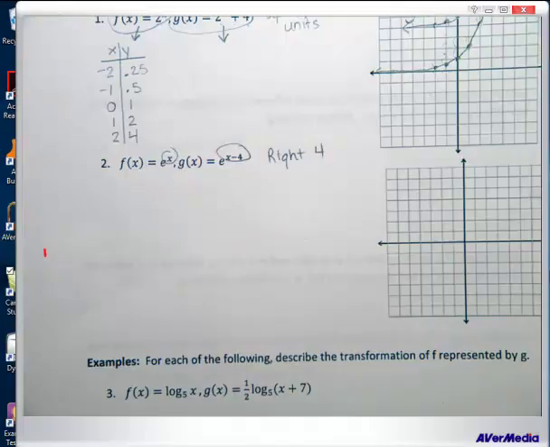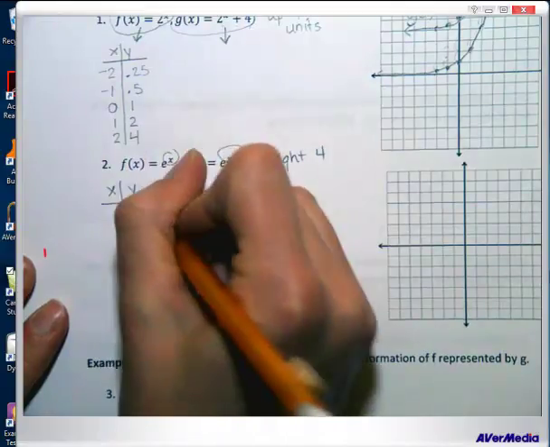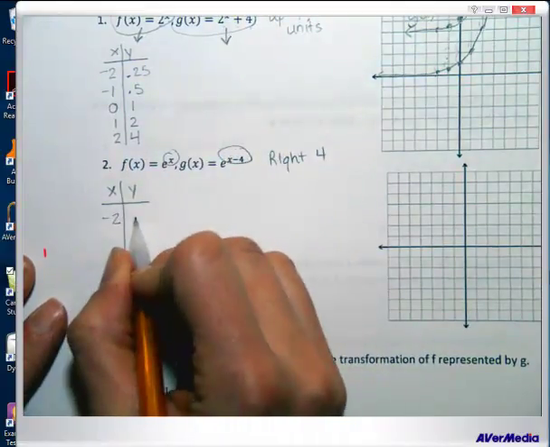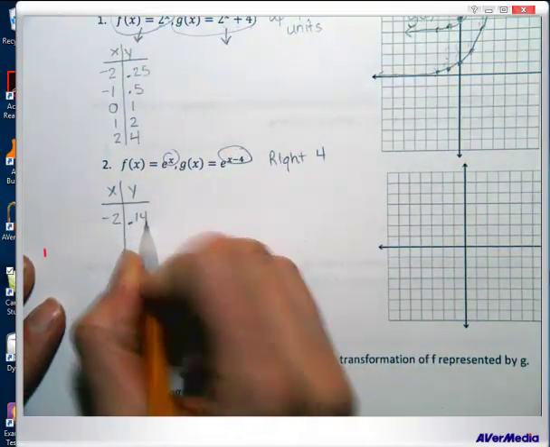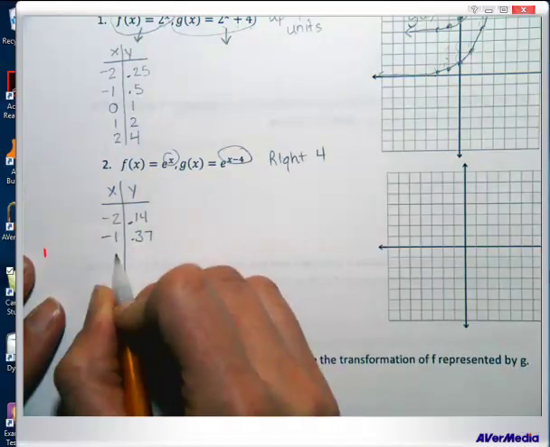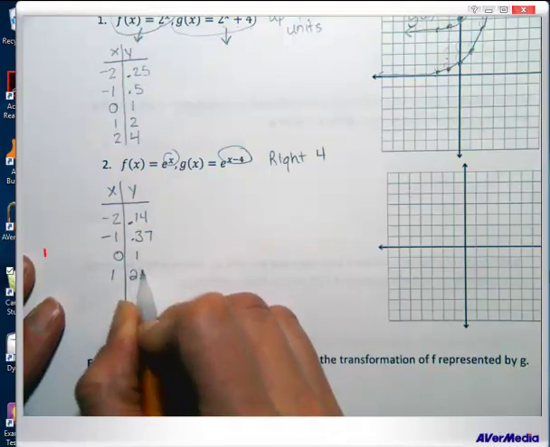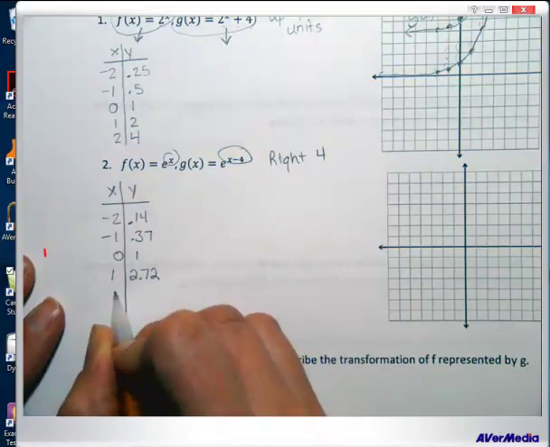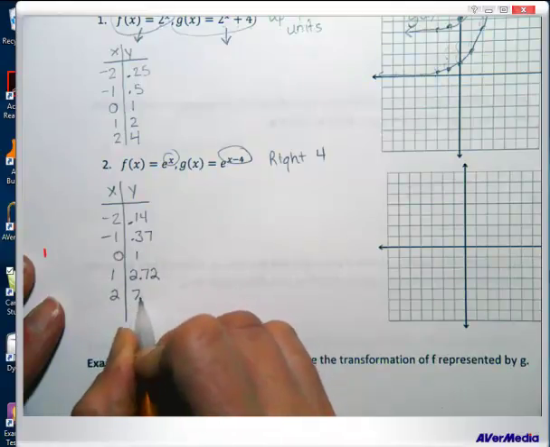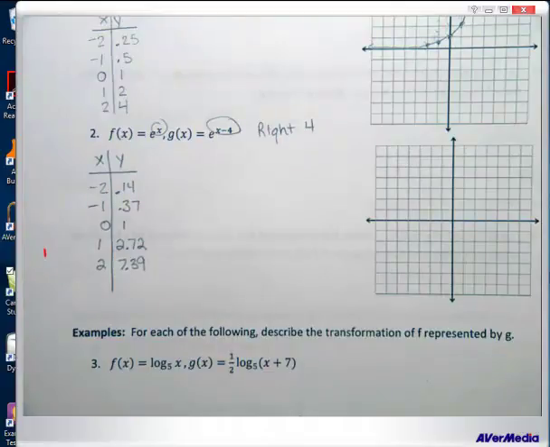You don't need to see my calculator. Y equals e to the x. And then I get my table of values. -2 is about 0.14. -1, about 0.37. 0, 1. 1 and 2.72. 2 and 7.39. And that's usually enough points. You get about 5 points. You should be good.